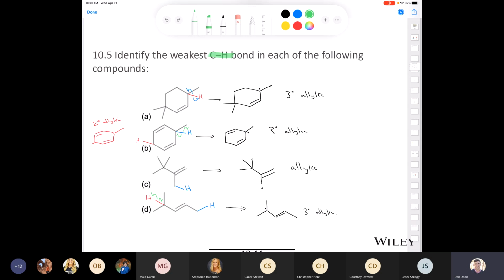What's the consequence of all that? It's something that we haven't talked about yet, but the consequence is going to be, well, if it's got a lower bond dissociation energy, it's going to be more reactive, right? So when we start looking at radical reactions, we have to be able to analyze which carbon-hydrogen bonds are going to be weakest, because those are the ones that are going to react first. Something really cool to think about.